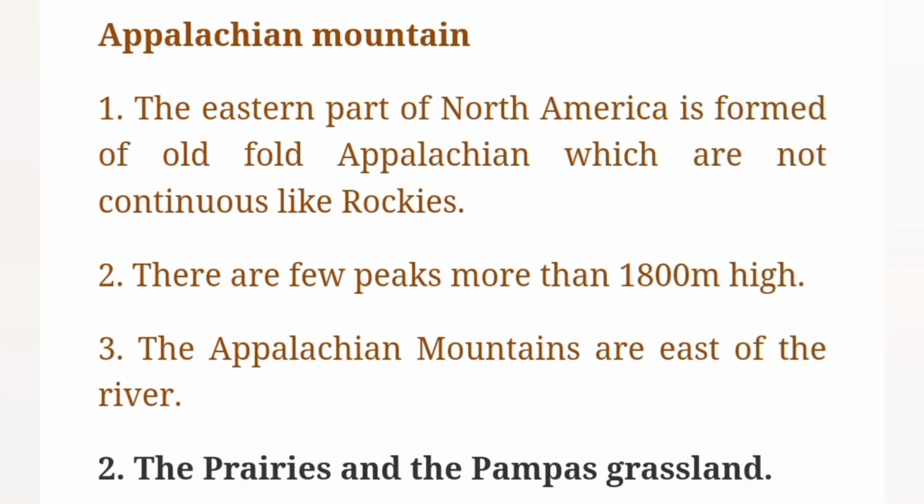Next, the Appalachian Mountains. First point, the eastern part of North America is formed of the old fold Appalachians, which are not continuous like the Rockies. Second point, there are few peaks more than 1800 meters in height. Third point, the Appalachian Mountains are east of the river. Then second one, the prairies and the pampas grassland.